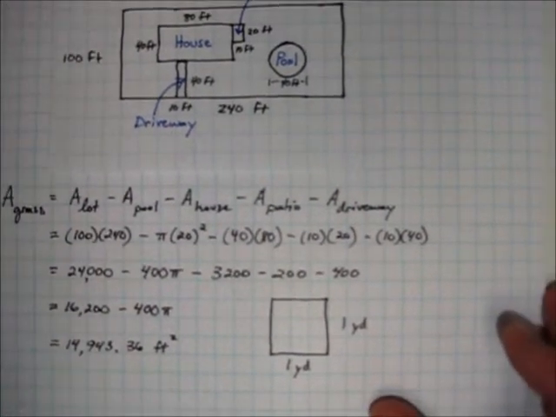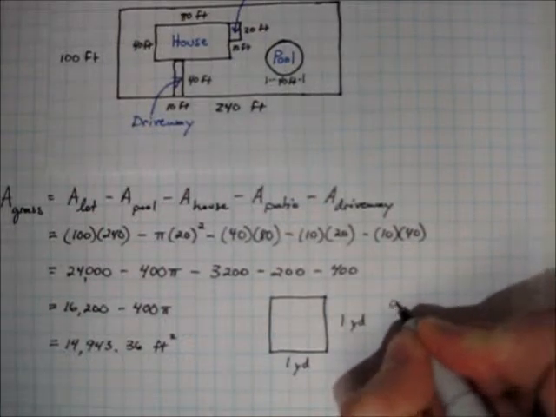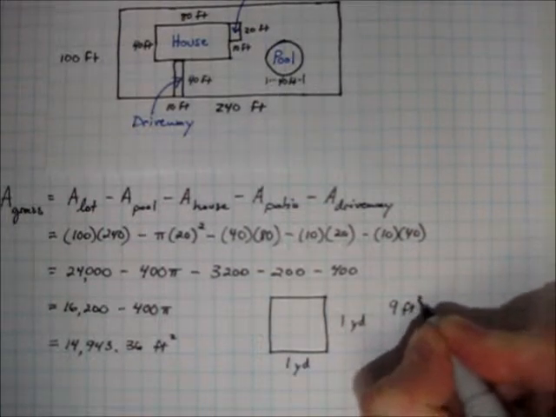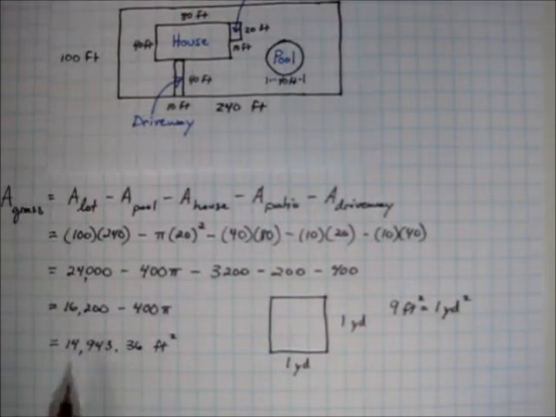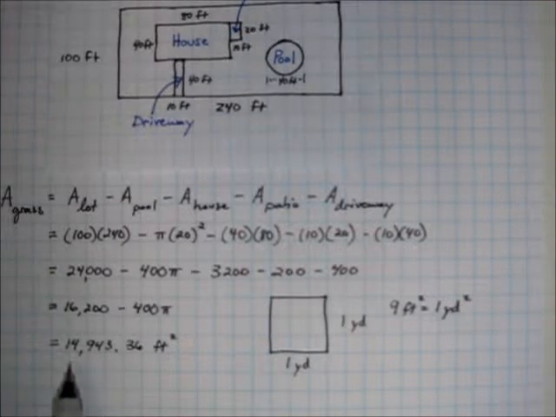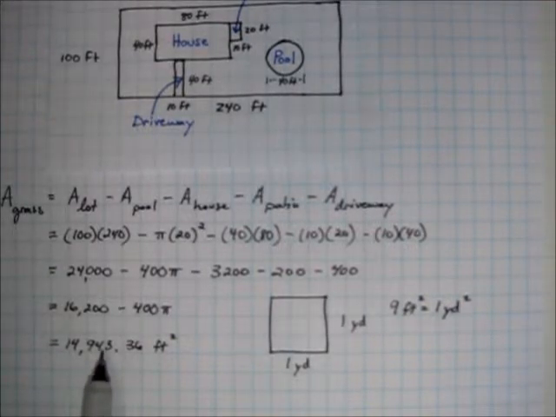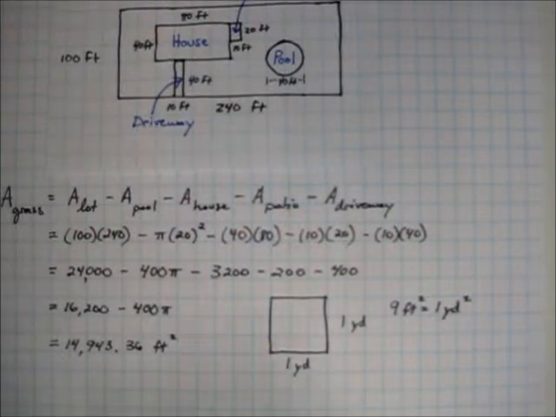So let me just write that down over here. 9 square feet equal 1 square yard. So if I have this many square feet and I want to figure out how many square yards it is, for every 9 square feet I have, that adds up to 1 yard. So I want to take this value and divide it by 9.